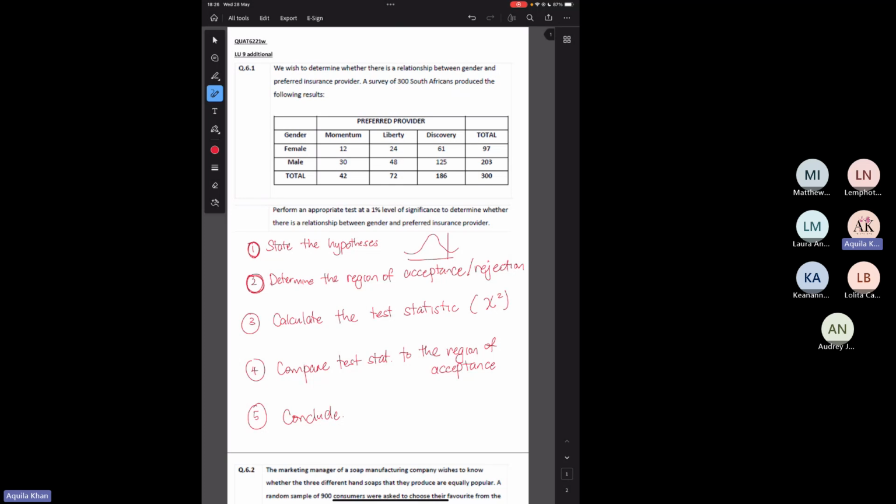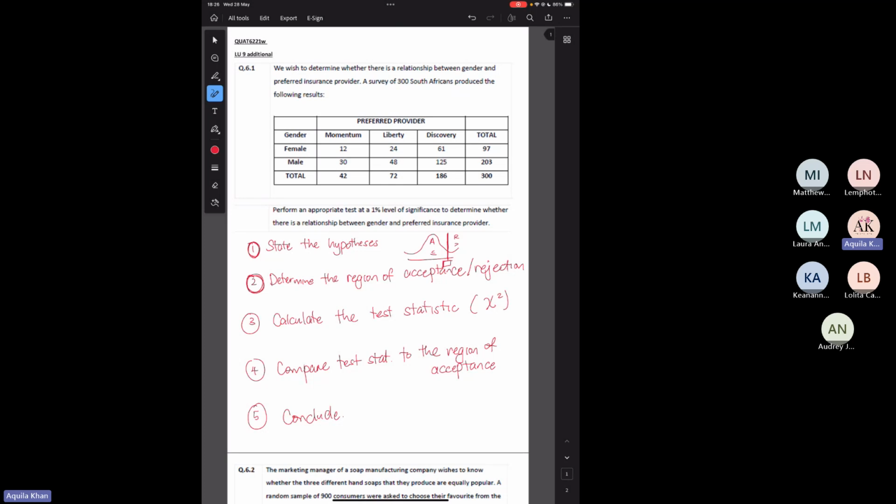An upper tail test, when you draw the bell-shaped curve, only has one limit on the right-hand side. This critical limit is always a positive value. It's never going to be a negative value. Everything up to and including that critical limit is your region of acceptance, and everything greater than it is your region of rejection. That is your diagram, your region of acceptance and rejection.